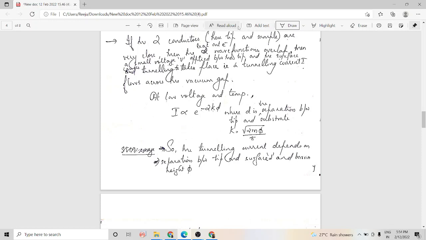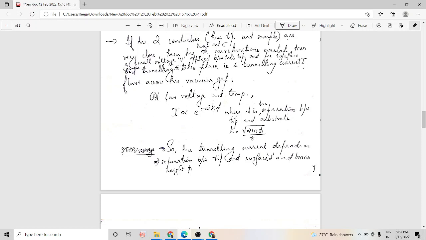If the tip and the sample are very close, their leak-out electron wave functions will overlap, and when a very small bias voltage is applied between the tip and the sample, the electrons will readily tunnel from the tip to the sample or from the sample to the tip, depending on the polarity of the bias. That is, a tunneling current flows across the vacuum gap.